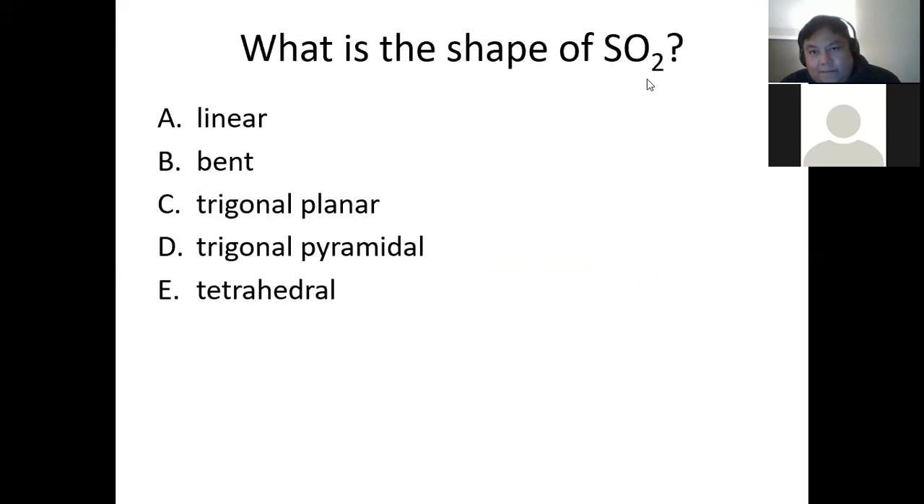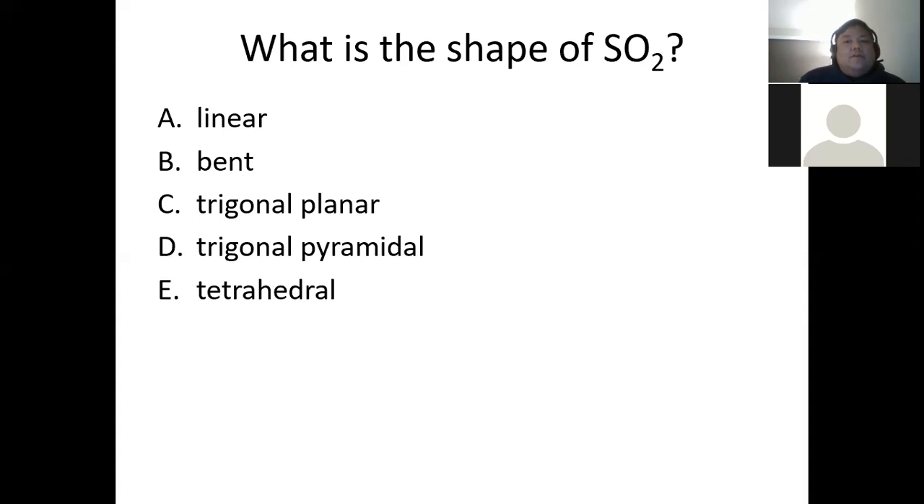What is the shape of, hold on, SO2? What is the shape of SO2? We got C for trigonal planar. We got D for trigonal pyramidal. We got B for bent.